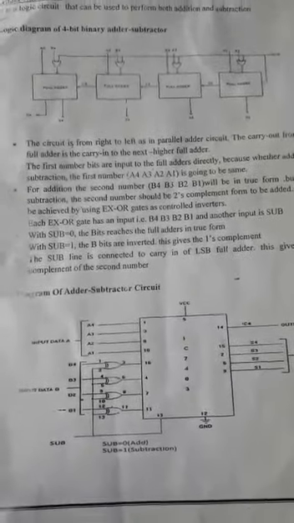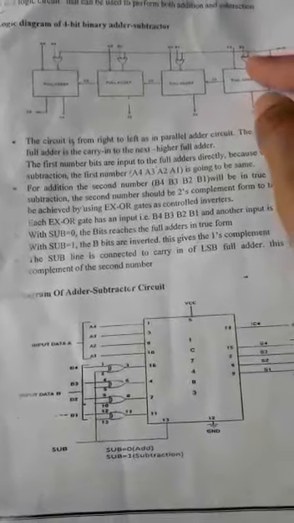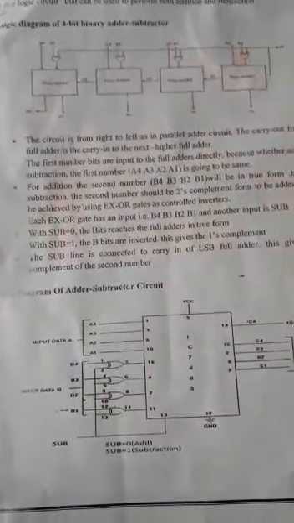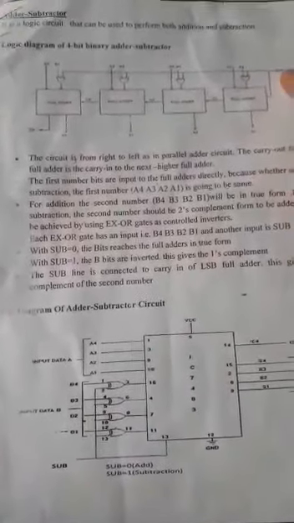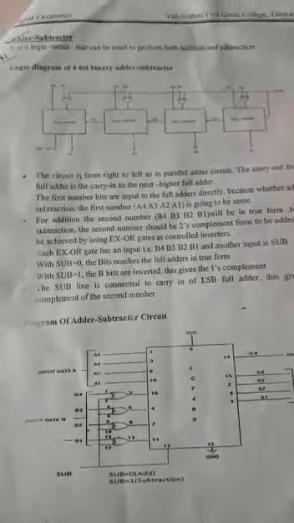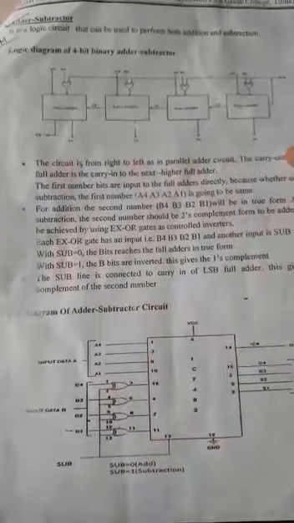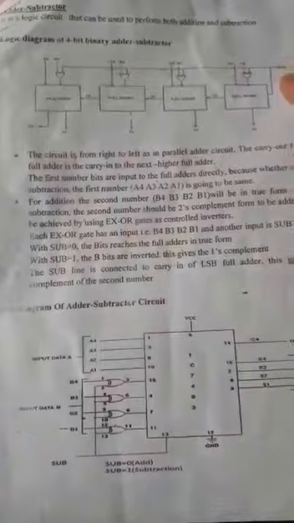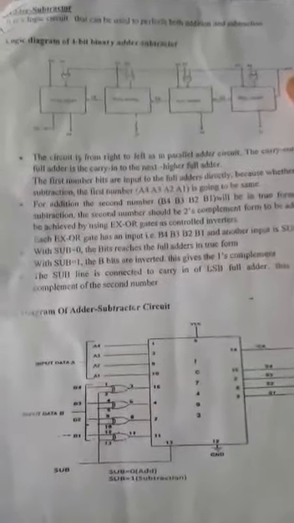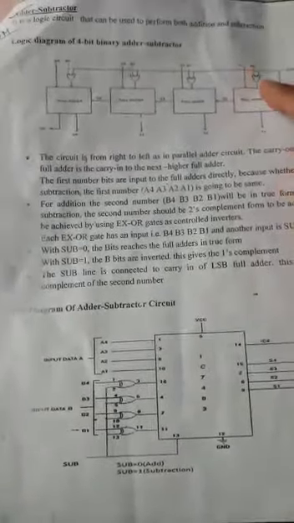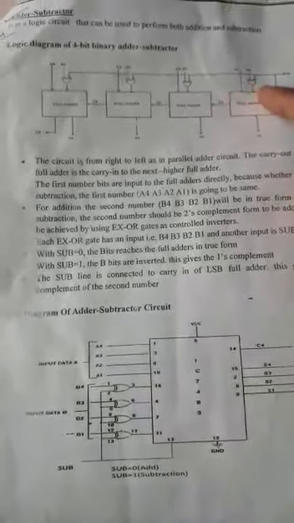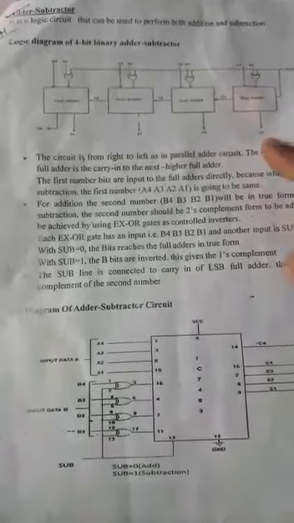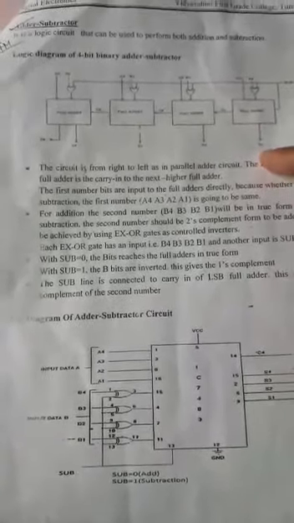That can be achieved in the circuit diagram by using XOR gates. We are going to use the XOR gates as controlled inverters. Here we are going to use SUB. If the SUB value is 0, the addition operation is performed. If the SUB value is 1, the subtraction operation is performed. Here A1 and B1 are considered as the first inputs. After performing the addition or subtraction operation, we get the data output.